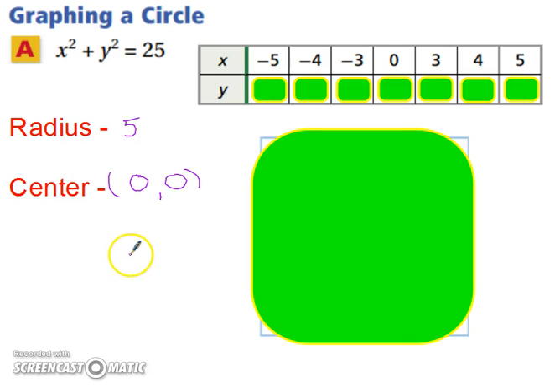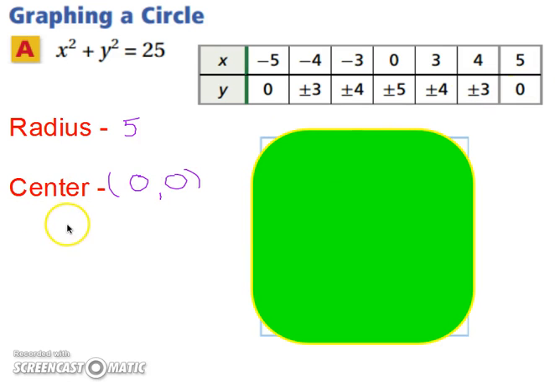Having a few extra points, other than just your center and your radius, will help you graph a much more accurate circle. So take a moment and try plugging -5, -4, -3, 3, 4, 5, and 0 in for x and see what you get as an output for y. Now that you've had a moment, let's see if you came close. For x equals -5, y should have been 0; -4 should have been plus or minus 3; -3 should have been plus or minus 4; 0 should have been plus or minus 5; 3 should have been plus or minus 4; 4 should have been plus or minus 3; and 5 should have been 0.